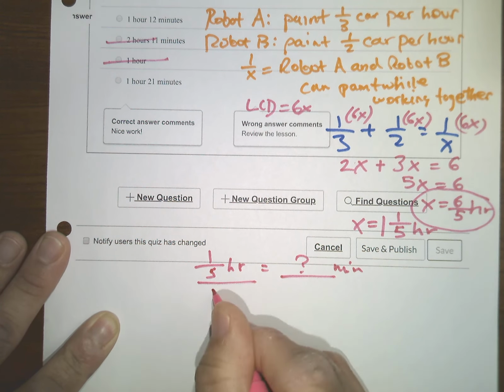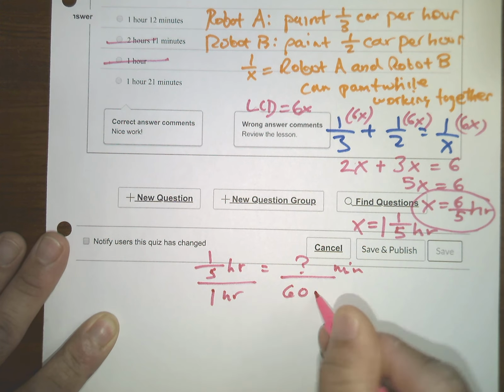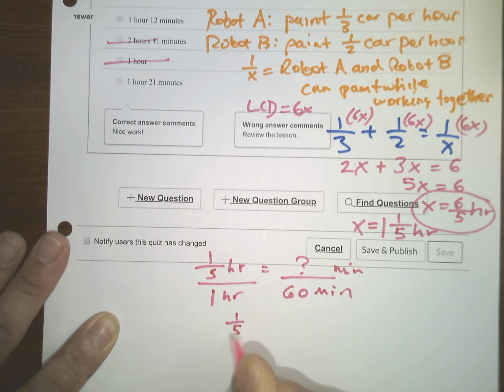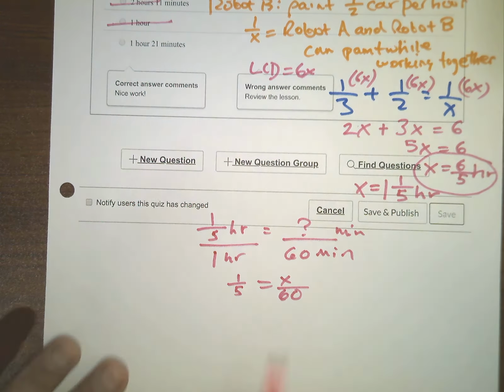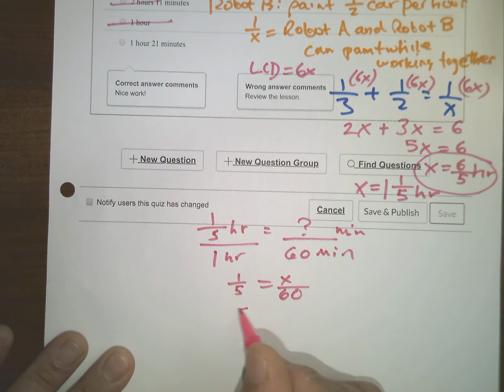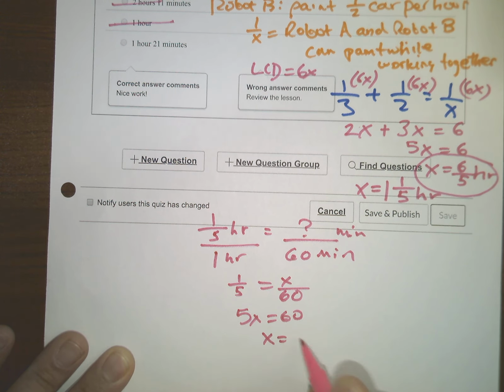And we know again 60 minutes is an hour, so 1 hour is equal to 60 minutes. So 1/5 over 1 is 1/5. That will be equal to some x over 60. So then I cross multiply. So 5x is 60. Divide by 5 on each side. So x is 12. So 12 minutes.